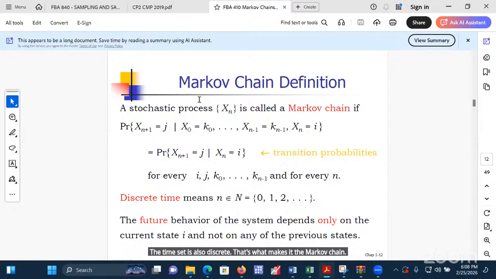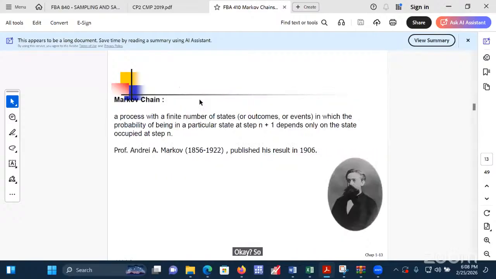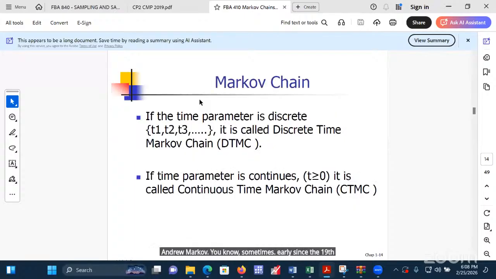So a Markov chain has 4 properties or 4 different terms. It has to be a stochastic process in the first place. It is Markovian. The state is discrete, the time set is discrete. That is what we are dealing with. Of course, it was introduced by Andrei Markov sometime in the early 19th century, and it has been found useful in almost every field.